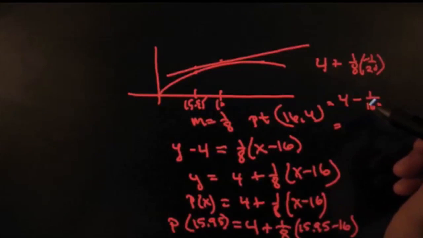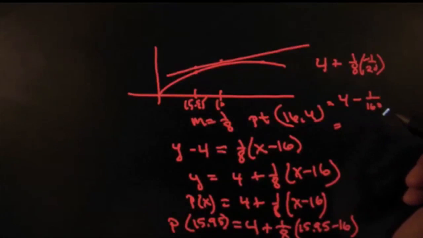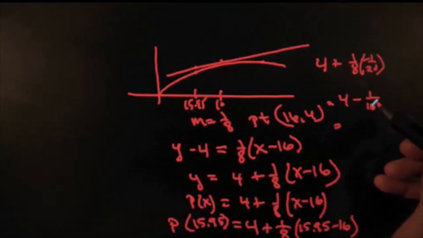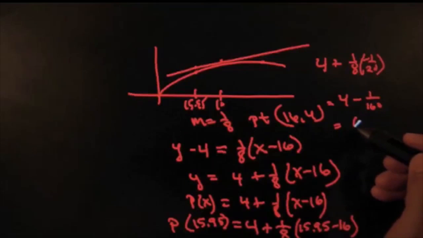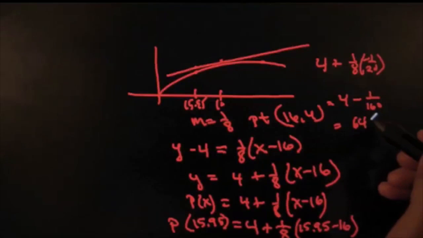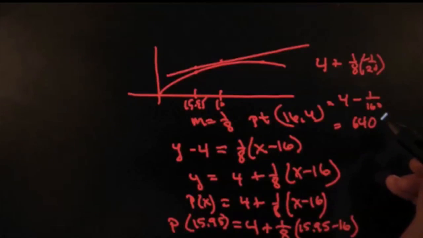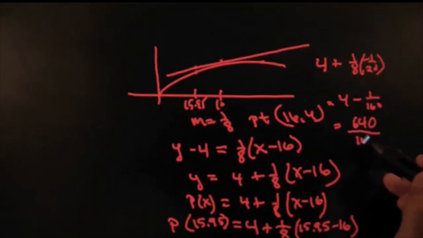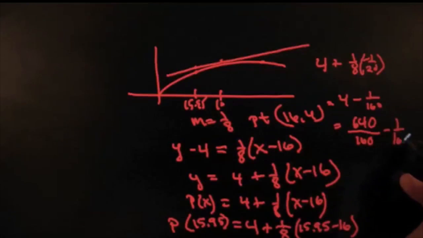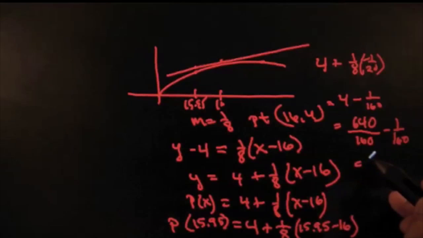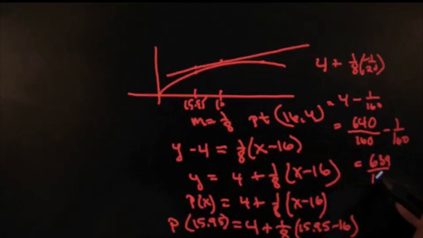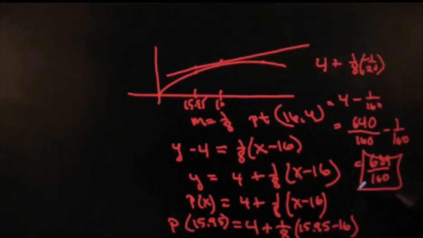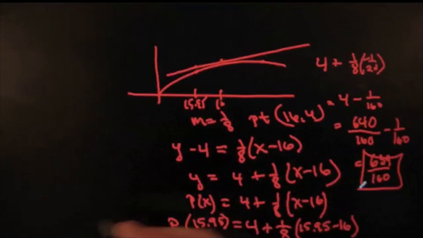6 times 4 is 24, 40, 64, and then another 0, over 160, minus 1 over 160. That becomes 639 over 160. Yippee-ki-yay. There you go, my friends.